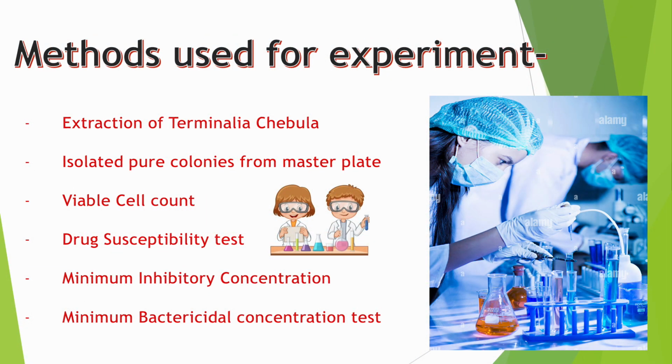In order to perform the experiment in a well-organized manner, we made a list of methods used for this experiment, which include, firstly, the extraction of Terminalia chebula with the help of ethanol. Secondly, isolating pure colonies from the master plate of Streptococcus mutans. Thirdly, the viable cell count. Fourth, the drug susceptibility test. Fifth, the minimum inhibitory concentration. And the last one, the minimum bactericidal concentration test, which we also call MBC.